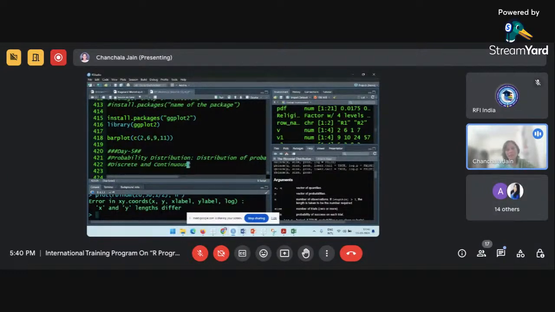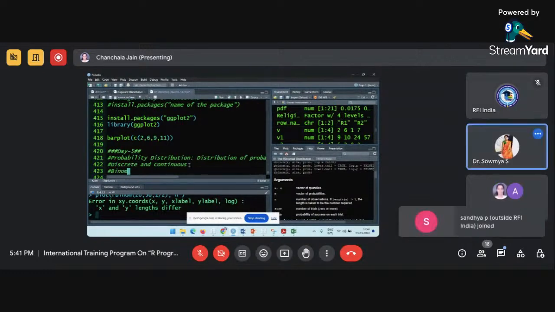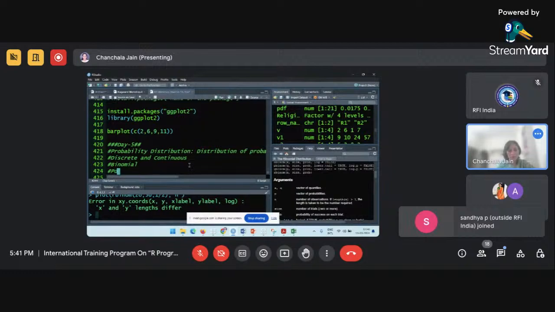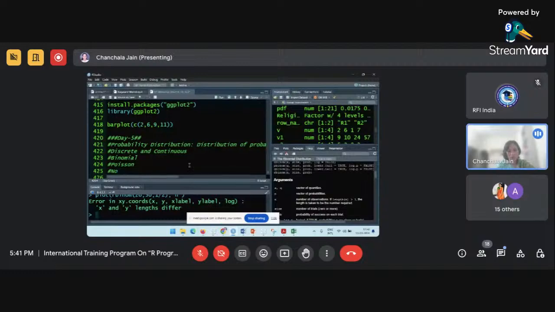But apart from that, there are some other distributions also available, right? Chi-square distribution is also there. T distribution is also there. Uniform distribution. So there are a series of distributions available in statistics. But mainly three I'll talk about today under the discrete and continuous. The first one is binomial, then Poisson, then the normal distribution, right?